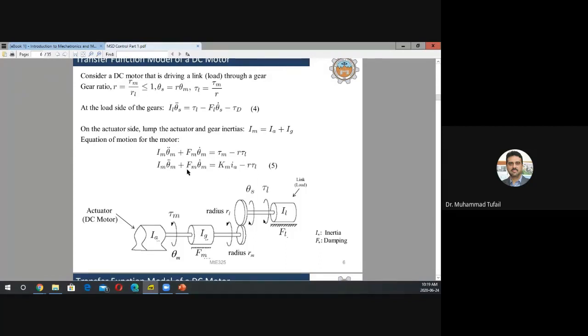Now, in the second equation, number 5, we just replaced tau m by Km times the current, because that's what we want to see in the system. Now it's an electromechanical equation. That was just a mechanical equation. Now we want the electric quantities to be there, because that's what we will control through an electronic controller.